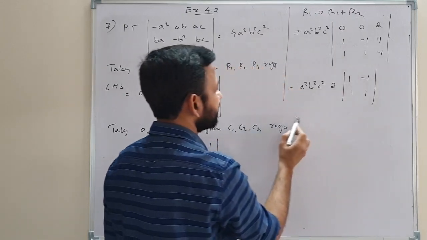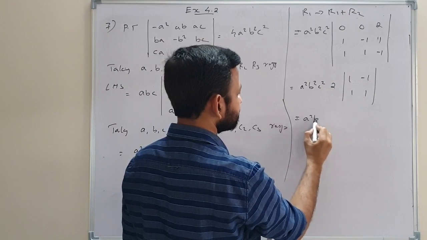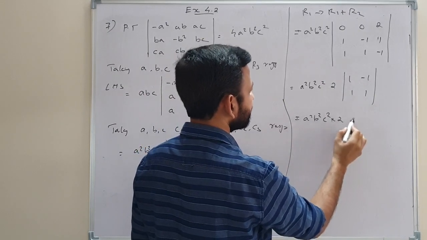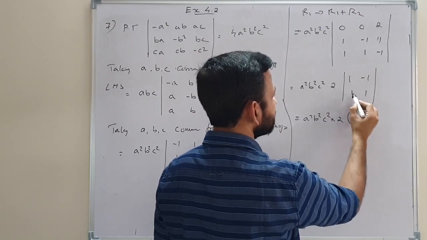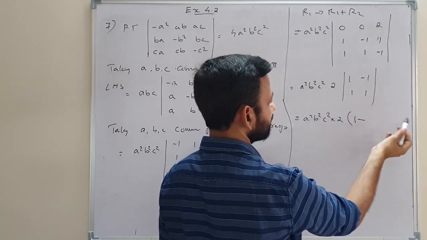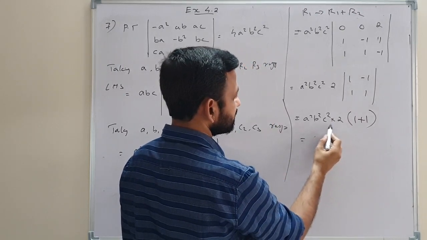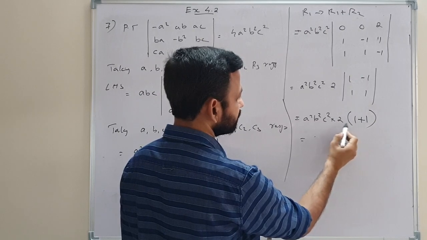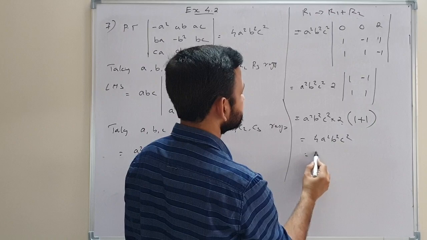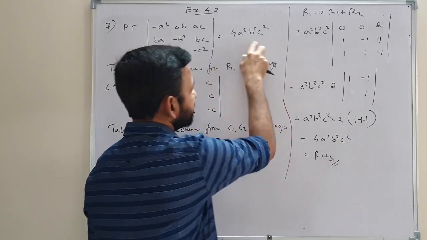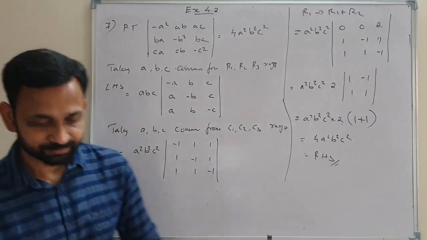Now we can expand that determinant. The 2 into, that is A square, B square, C square into 2. Then 1 into 1, 1. 1 into 1, 1. Minus 1 into minus 1, that is minus 1. So 1 plus 1. So that is A square, B square, C square into 2 into 1 plus 1, 2. 2 into 2, 4. So 4 A square, B square, C square. So that is RHS. So we got 4 A square, B square, C square. So that is question number 7.